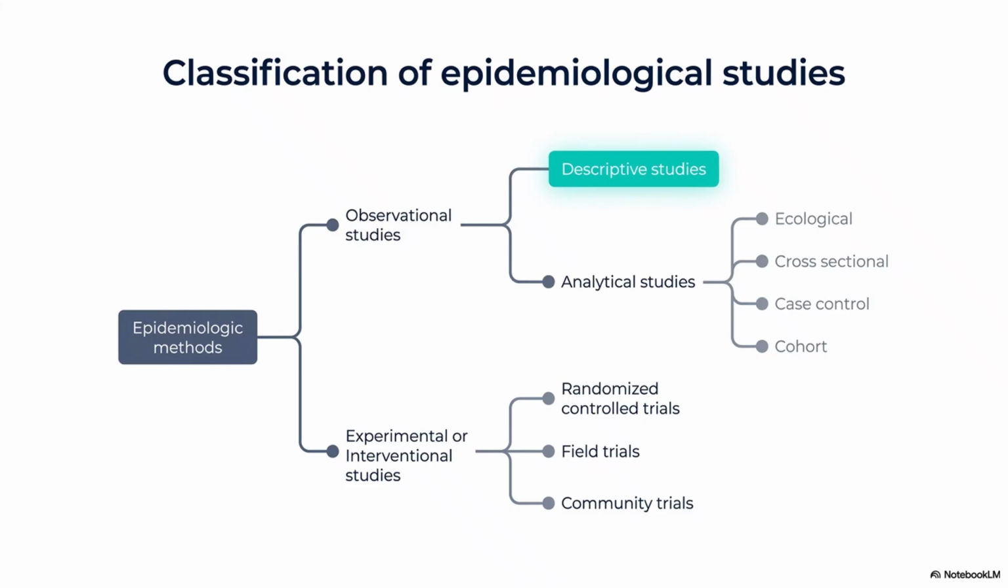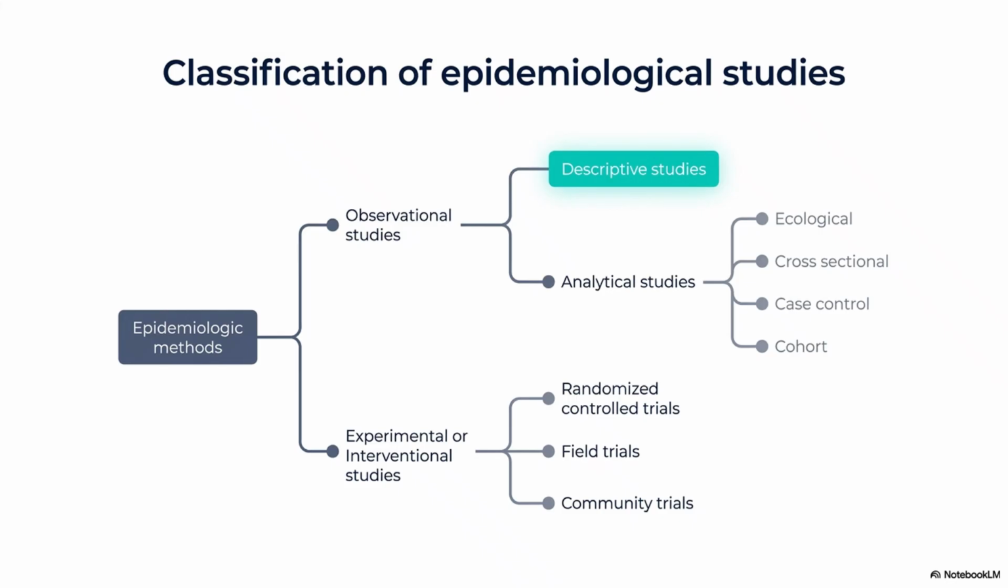Before going into the topic, we will see classification of epidemiological studies. So epidemiological methods are divided into two broad categories: observational studies and experimental or interventional studies. Observational studies means we will only observe, we will not do any intervention, we will not follow any preventive method or anything. We will just observe. And the second category is experimental or interventional studies. In this, we will give a particular type of intervention, like a new drug or cessation of smoking, whatever it is, we will intervene.